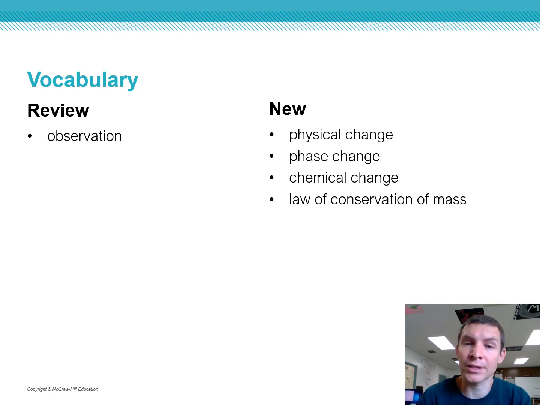And remember from last time, we were talking about phase changes as just matter going from solid to liquid to gas to even plasma. So solid, liquid, and gas, those phase changes in particular are physical changes. They're not going to be chemical changes because the composition still stays the same.